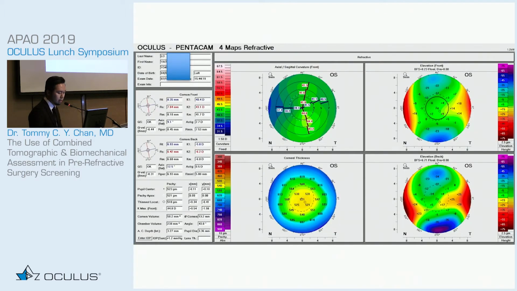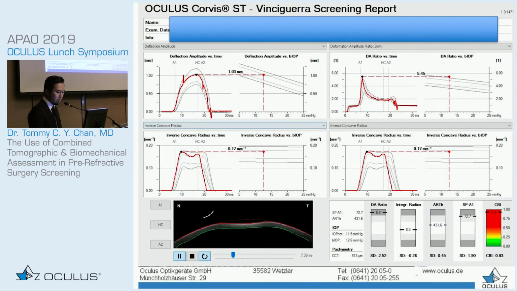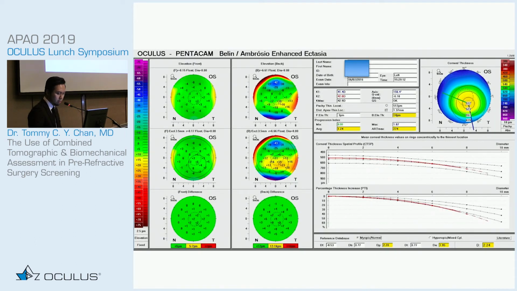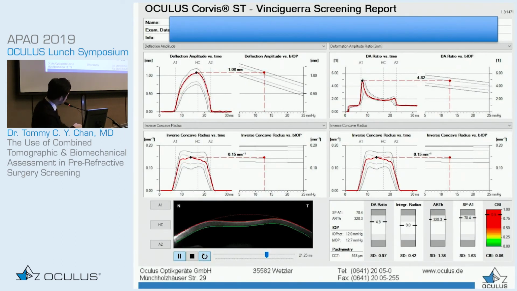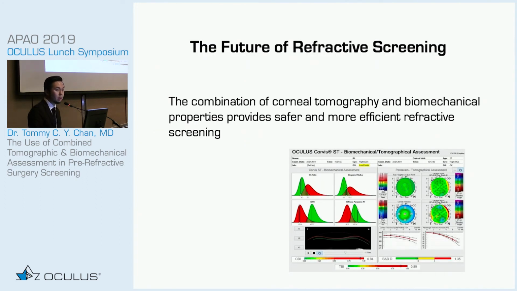This is another patient with a seemingly normal topography, and the BAD shows a lot of yellow. This is commonly encountered when you are screening patients for refractive surgeries. We also tested the CBI, and you can see that the TBI is 1 in this case. This is another case, and we also got a high CBI and a high TBI. So we believe that the combination of corneal tomography and biomechanical properties provides safer and more efficient refractive screening.